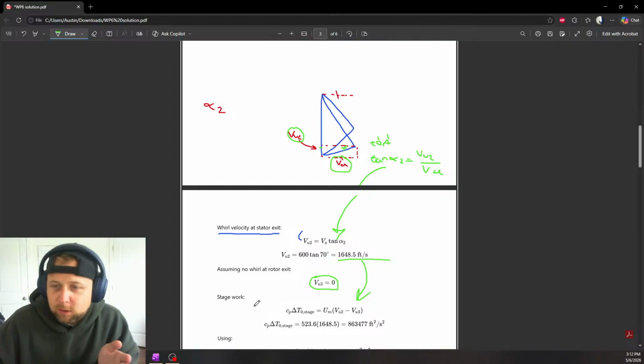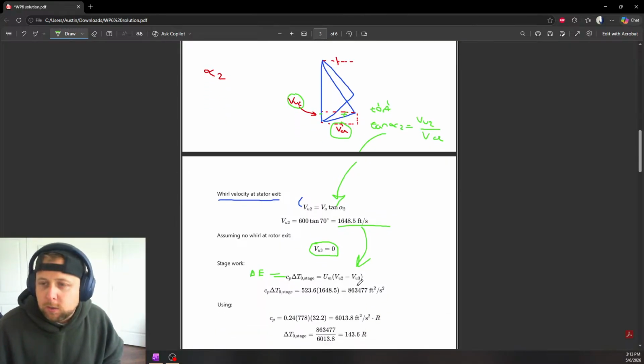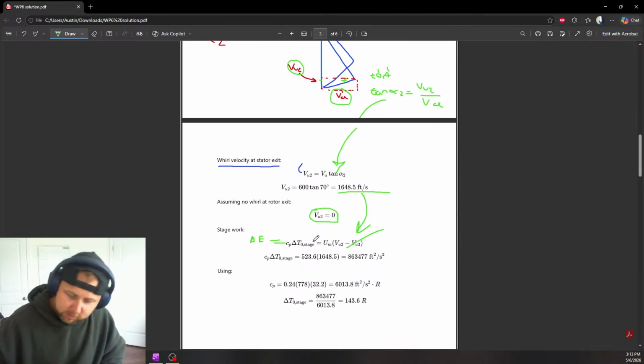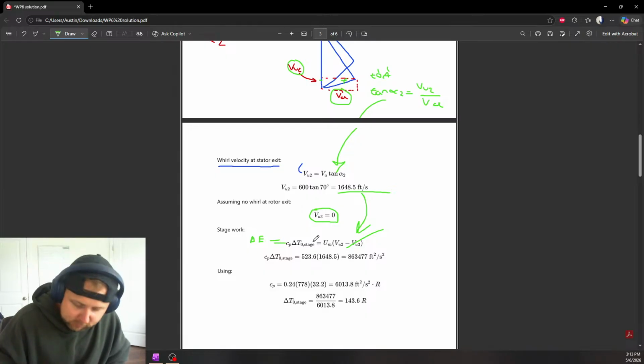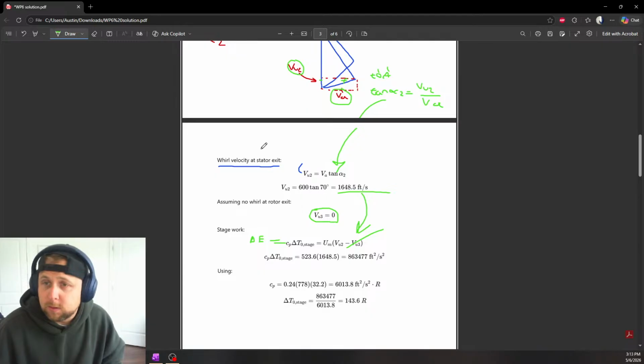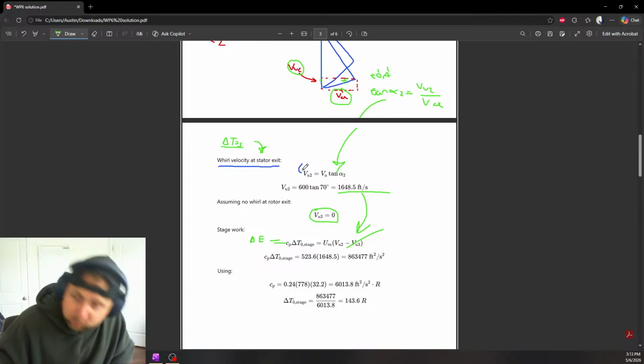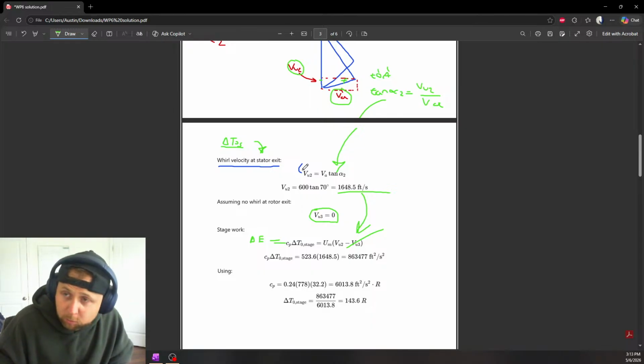Next, we're going to use stage work. This is actually our Euler formula. Delta E is equal to this. So VU3 is equal to 0, so we don't need that. Our CP times delta TO stage is equal to this. So we're actually solving for delta TOS all down here. So where did I leave off at? 523.6.